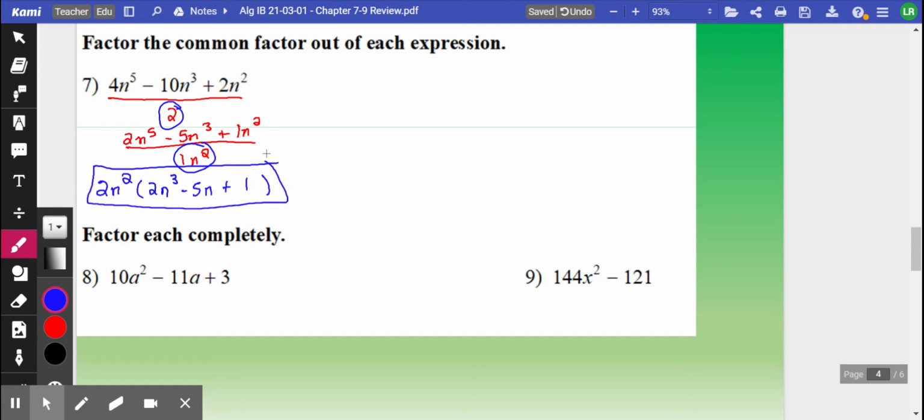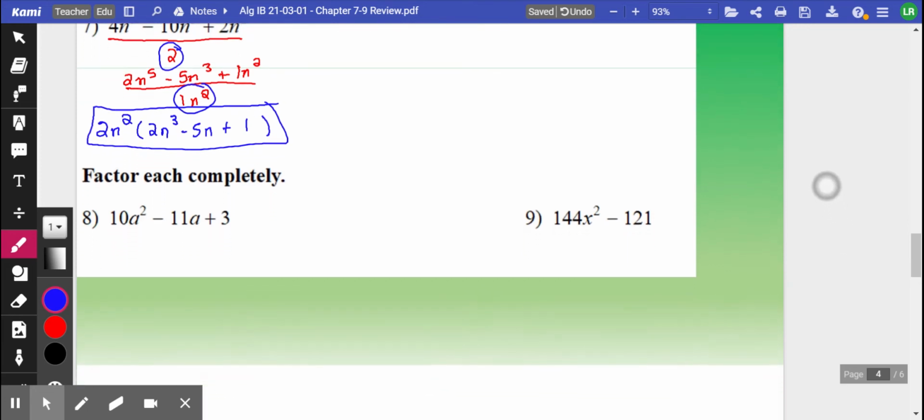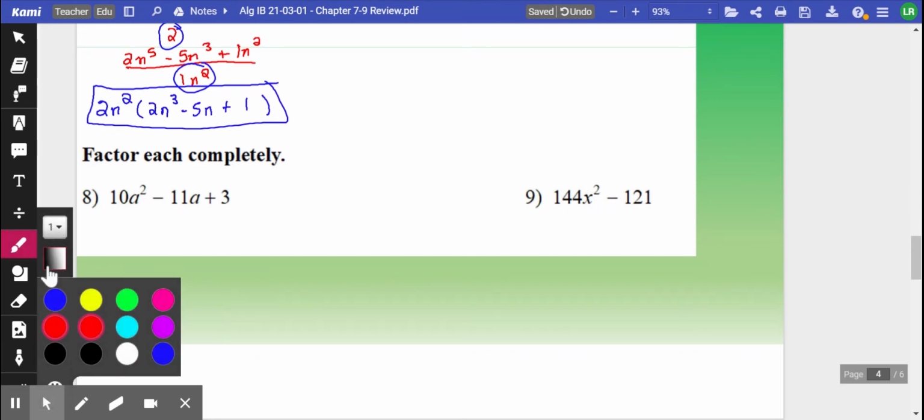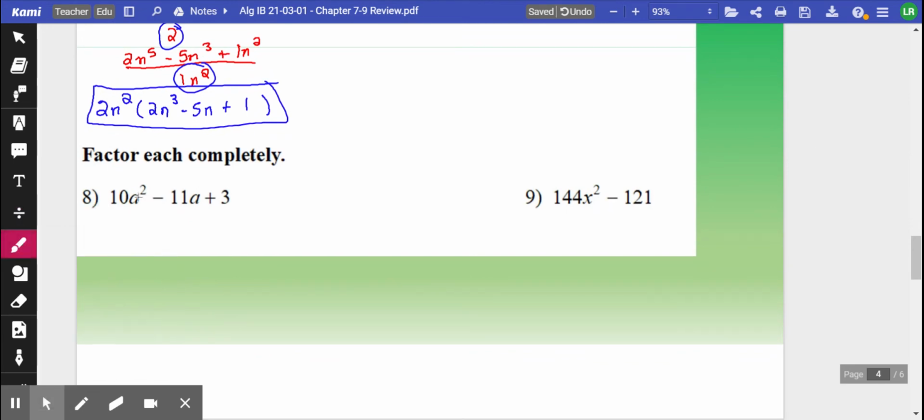Okay. Now, sometimes I've seen us try things with like magic numbers, etc. From that point, guys, this ain't a quadratic, so I would not be doing that. Okay. Now, number 8, factor completely. These are the ones where we're doing the airplane method. Okay, it's a quadratic.